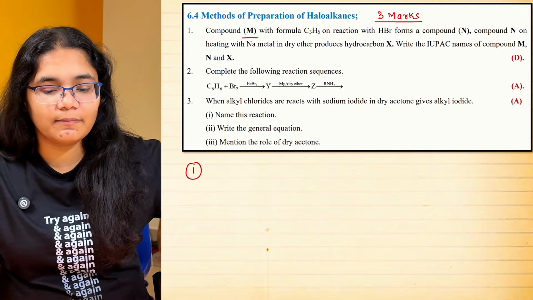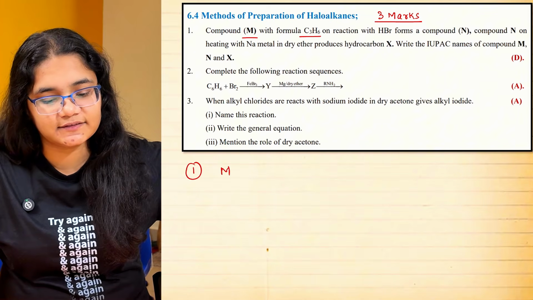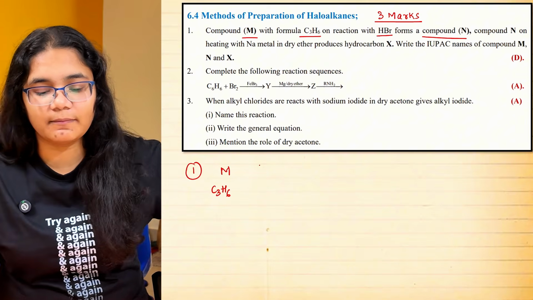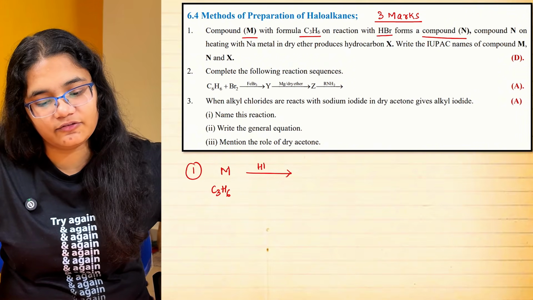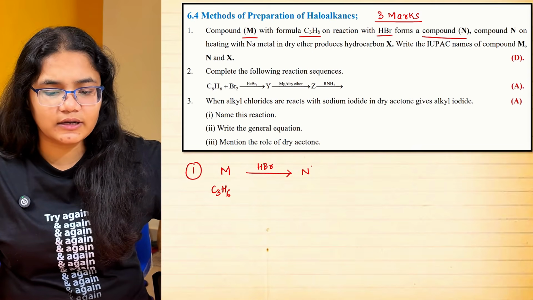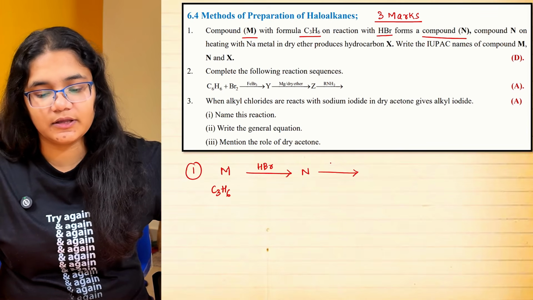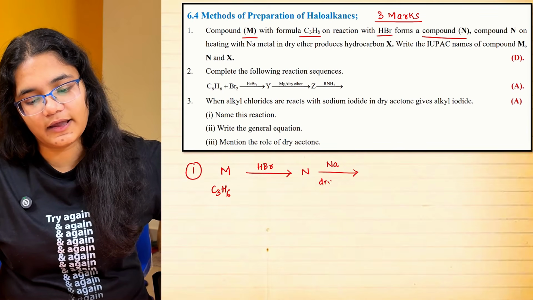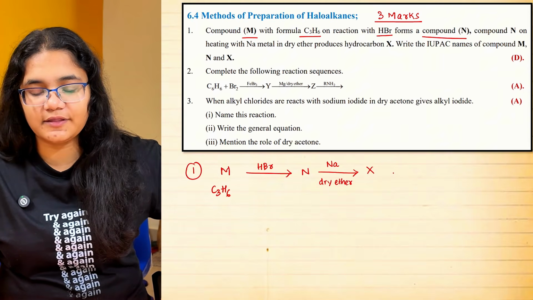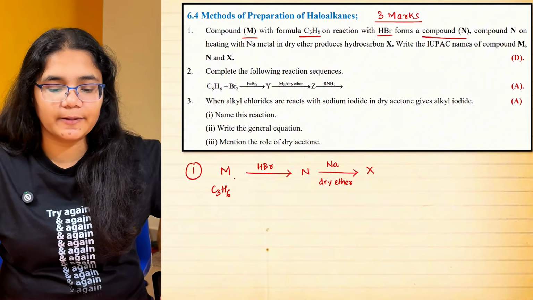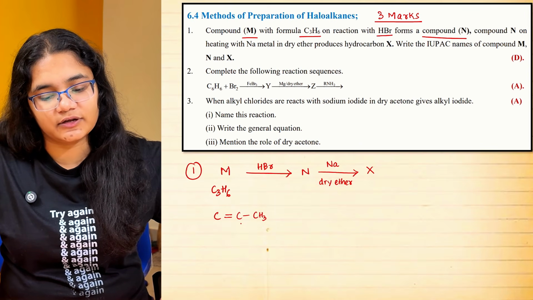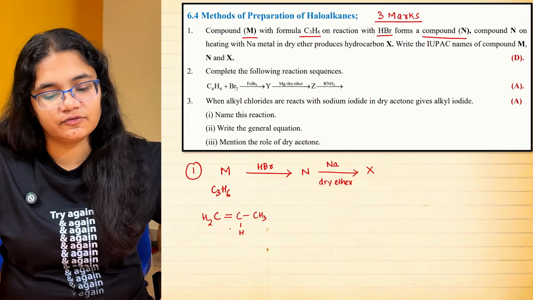You have a compound M with molecular formula C3H6, and on reaction with HBr it forms compound N. Now compound N on heating with sodium metal in dry ether produces X hydrocarbon. Write the IUPAC names of M, N, and X. Now see, C3H6 is the formula of an alkene, so you will have a structure like this. This is propene.